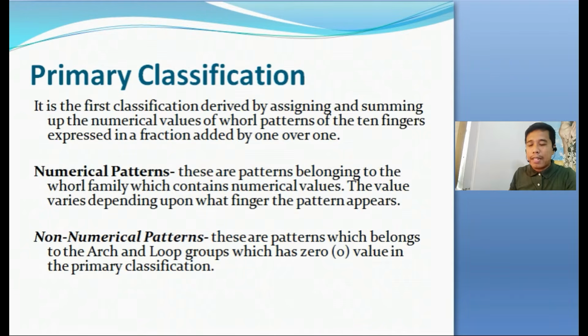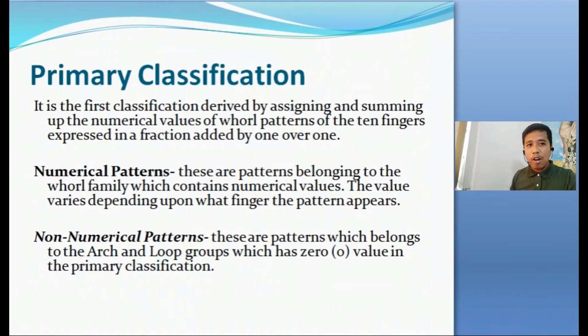So if the pattern belongs to the whorl family, we assign it to numerical patterns. What are numerical patterns? Numerical patterns are those patterns with values. What does values mean? Meaning, they have a corresponding weight, a corresponding value, a corresponding number. That is what we call numerical pattern. All patterns that belong to the loop patterns and the arch patterns, like the plain arch, tented arch, radial loop, and ulnar loop, these 4 belong to non-numerical patterns. Why non-numerical? Because the value is zero.